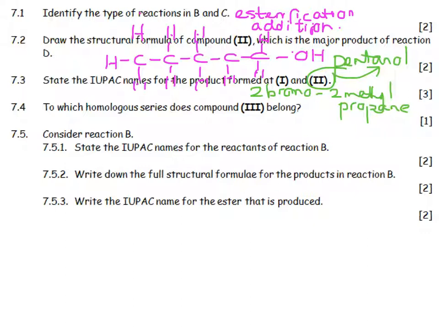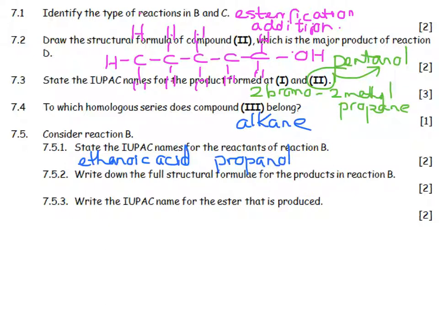To which homologous series does compound number 3 belong? Compound number 3 is going to be, remember it was the hydrogenation reaction, so we start with an alkene and we end with an alkane. Considering just reaction B, which was your esterification, what are the names of the reactants? And the first one had 2 carbons, so it's ethanoic acid. And the second one has got 3 carbons and it's an alcohol, so it's propanol.